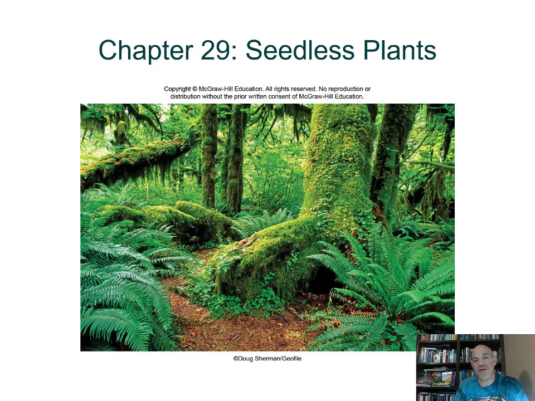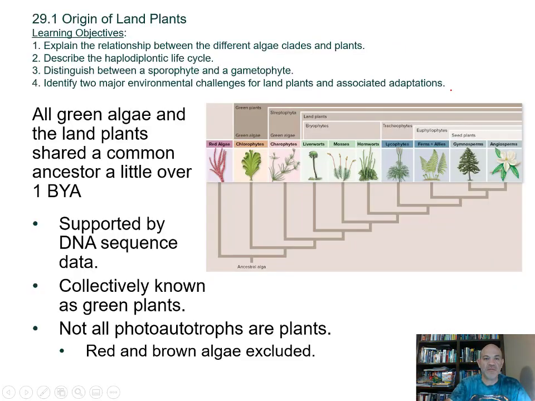In this chapter, we begin our exploration of simple plants, or plants in general. In this case, we're going to be looking at specific plants that we refer to as seedless plants because they don't produce seeds. The seed-producing plants are the ones that later evolved, and we would refer to them as the more complex plants, where we're going to be looking at the more simple plants in this chapter.